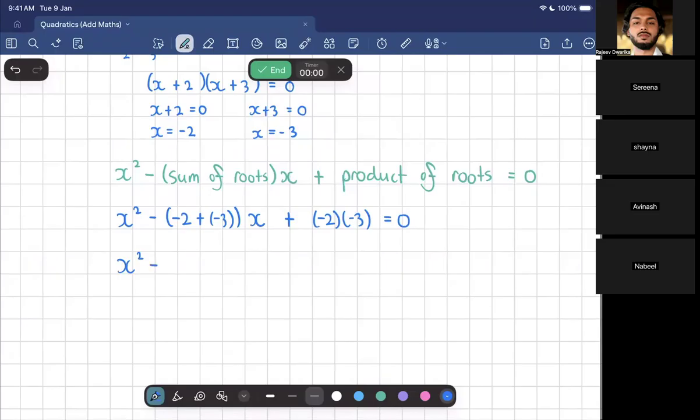Avinash, what is minus 2 plus minus 3? No, wait, it wouldn't be positive 5. Minus 5. Minus 5, right? And what is negative 2 by negative 3, Avinash? Positive 6. Right? Positive 6. And that'll be equal to 0. Right? What is a negative by a negative? Positive.